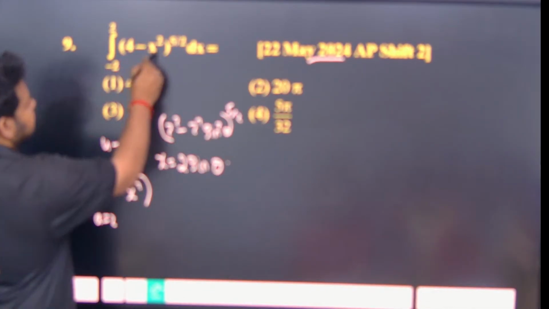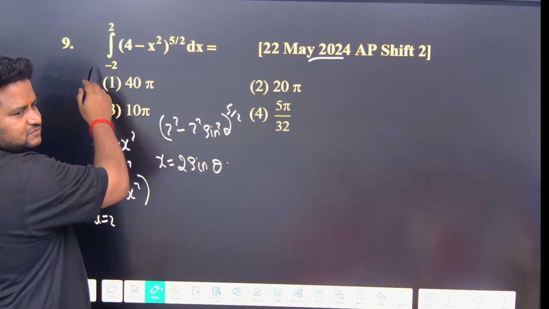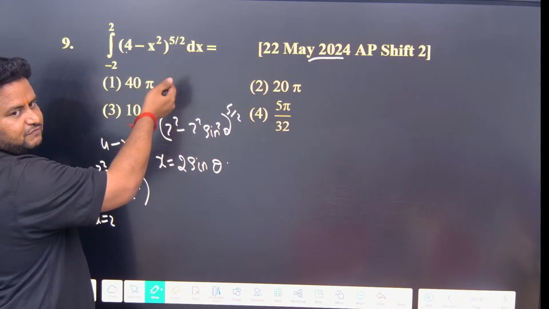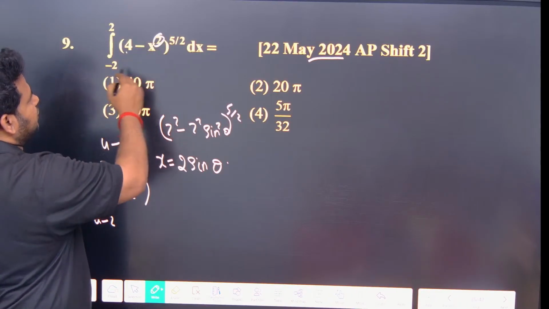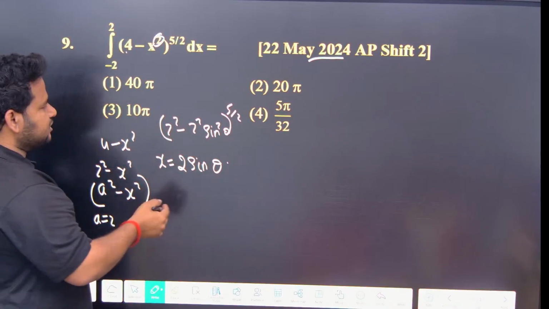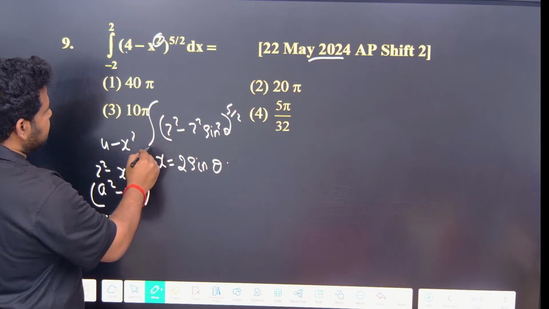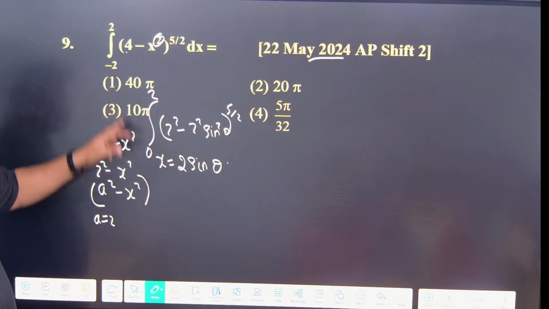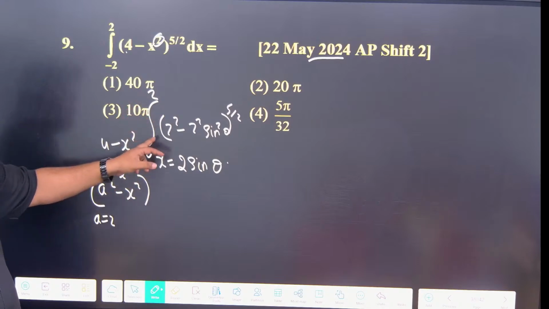Now definitely this is an even function, because 4 minus x square, x square is even. This is even. So I can write minus a to a as 0 to a. So this will become 0 to 2. 0 to a means, here a is 2. So 0 to a. This is the function, I will write it.